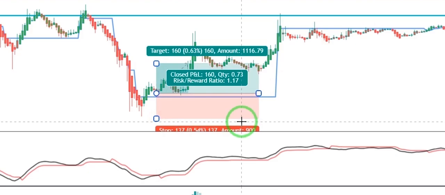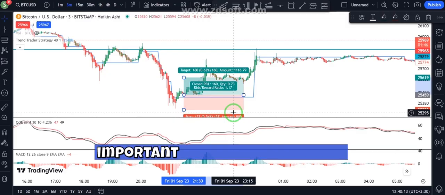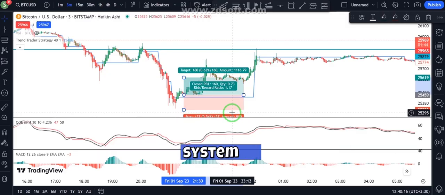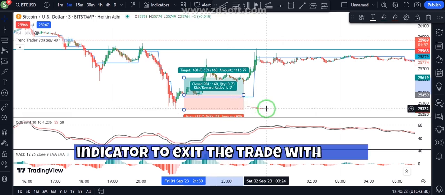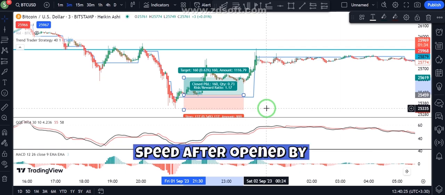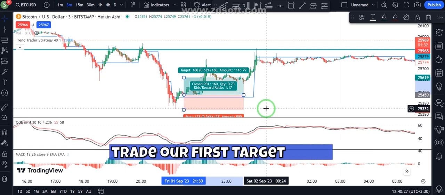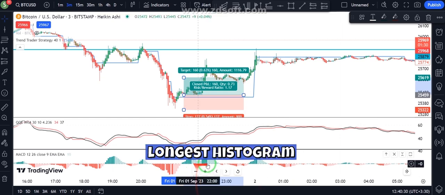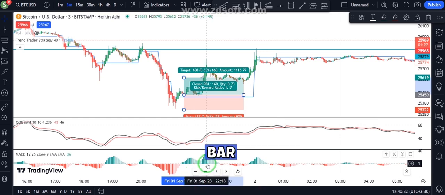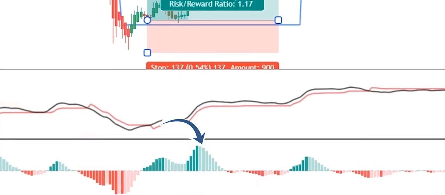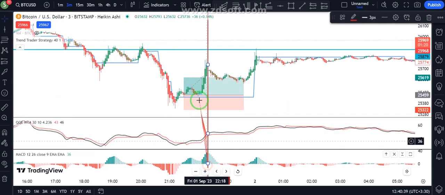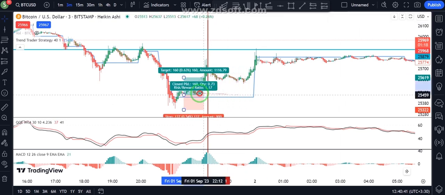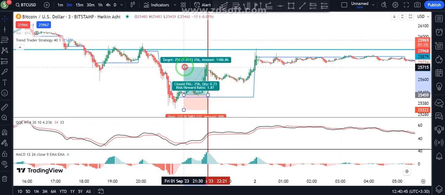Now we reach the most important part of this strategy: the system for exiting a trade with more profit. We use the MACD indicator to exit the trade with more profit after opening a buy trade. Our first target is the longest histogram bar. The longest histogram bar is here and our first target is here.